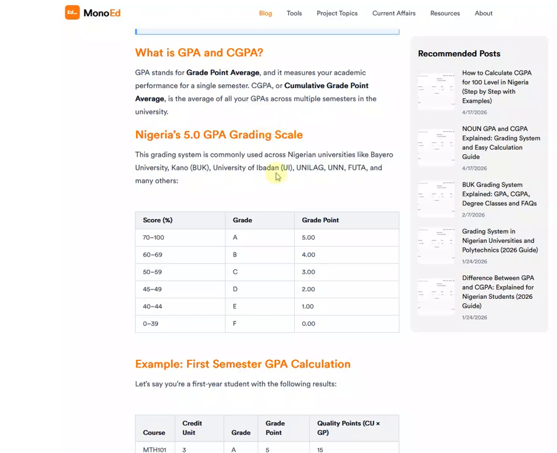So here's basically what you need to understand. In university, usually the standard they use is the 5 point grading system or scale, which means A is 5 points, B is 4 points, C is 3 points, D is 2 points, and E is 1 point. F, which means fail, is 0. So this is the estimate value. Some universities have a bit of a difference, but mostly it used to be from 70 to 100 for A, 60 to 69 for B, 50 to 59 for C, and so on. So this is basically the grading scale.